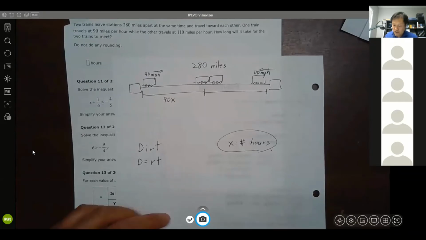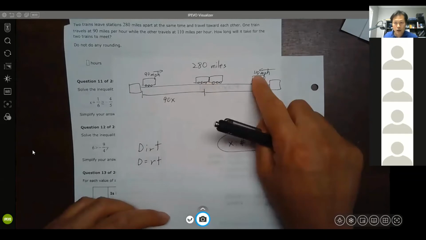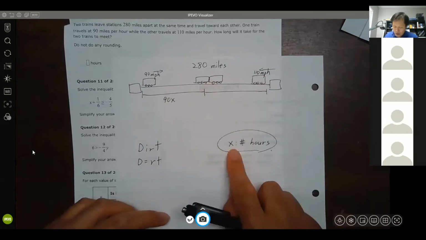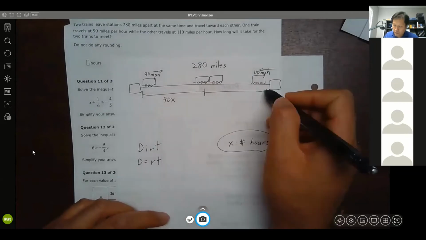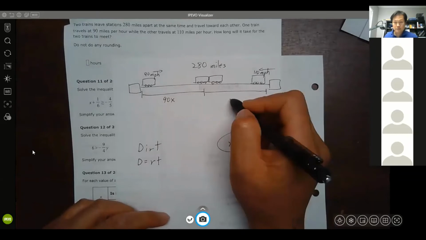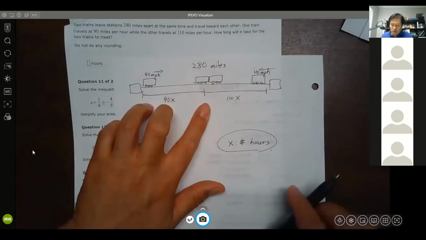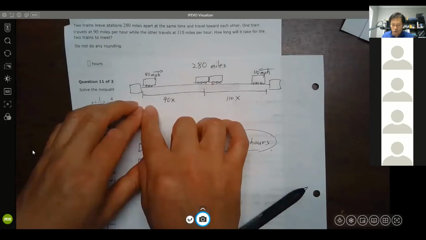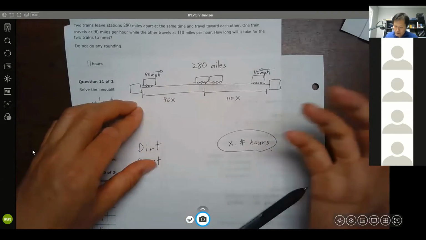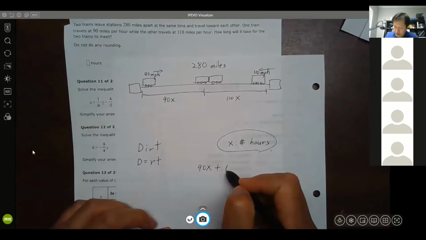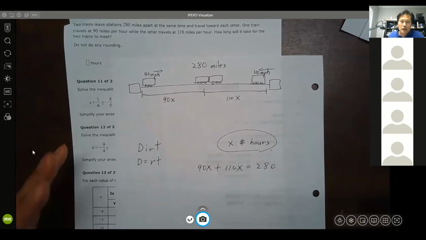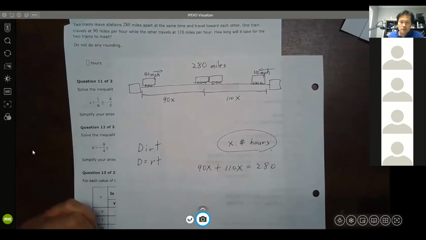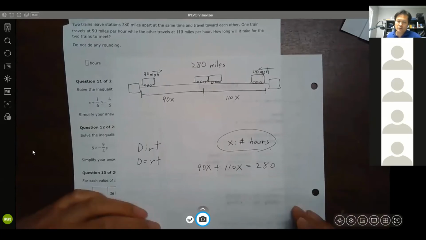Same logic. The second train's speed is 110 miles per hour. Time is exactly the same time. So rate times time gives the distance traveled by this train, which is 110x. So this distance plus that distance should equal the total distance, which is 280 miles. So it becomes 90x plus 110x equals 280. Please speak up if you didn't follow any of this. Nobody has a question? Once you set up the equation, solving for x shouldn't be that bad.